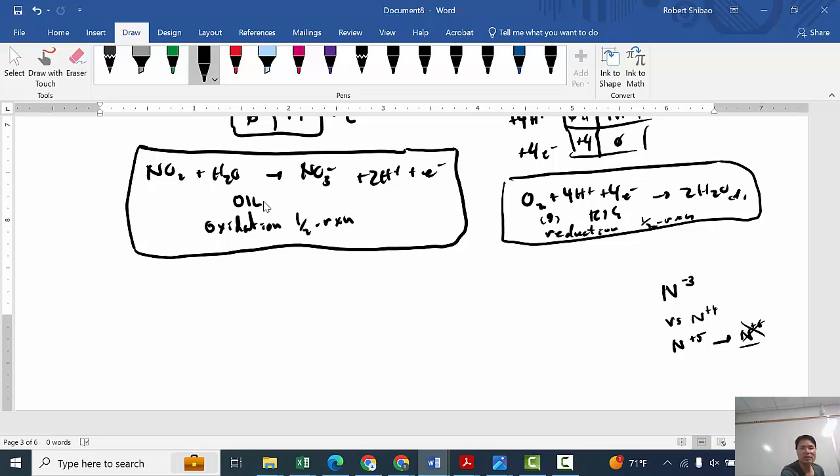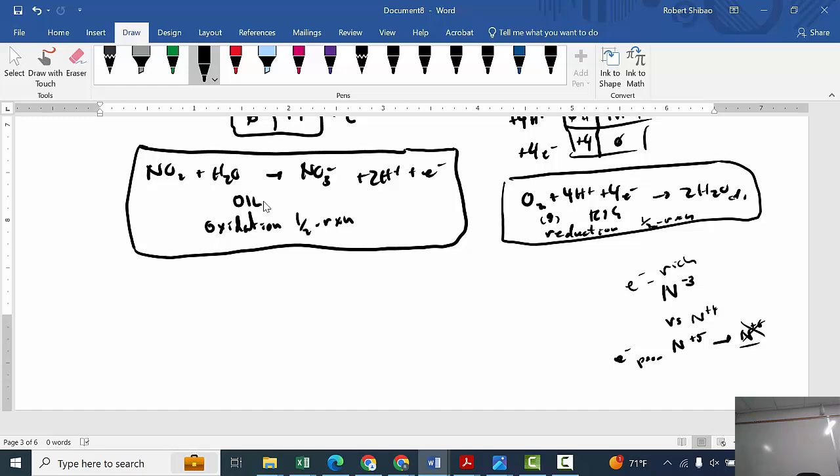And so what we say is nitrogen minus 3 is electron rich, and so that'll be easier to remove electrons from than nitrogen plus 5, which we say is electron poor. Electron poor species are harder to take electrons from. In terms of energy, it's about double.